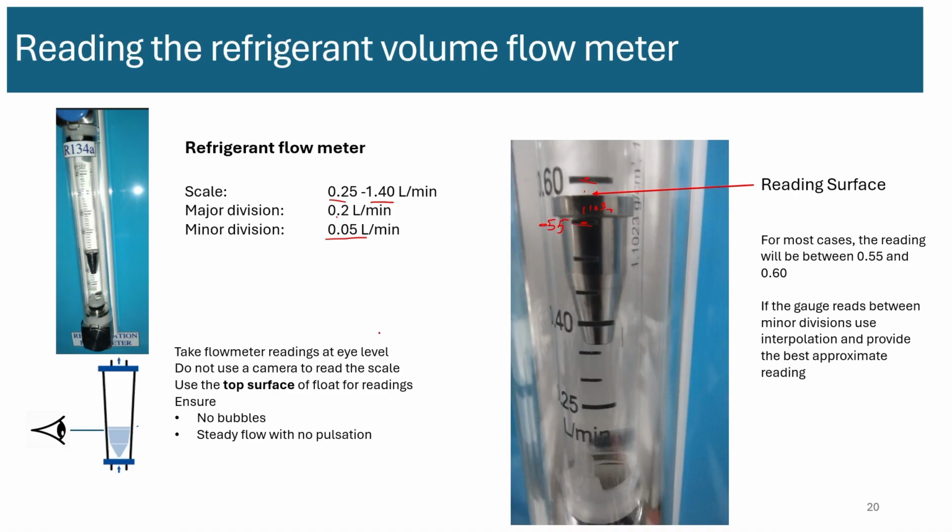The other thing to notice here is that you have to ensure steady state, right? There are no bubbles going through this system, because at some points you may notice some bubbles going through here. This is a volume flow meter, not a mass flow meter. So if both liquid and vapor are going through the rotameter, then the reading that you're taking is wrong. So it should only have single phase going through it to make sure the volume flow rate is correct, and it should not have any pulsation.